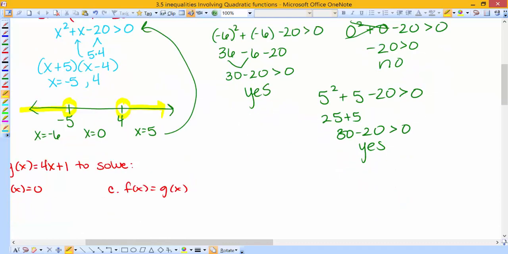So to write my answer, x, because the arrow is pointing to the left, it's less than negative 5. And then because this arrow is pointing to the right, it's greater than 4. So make sure you are using the numbers that your points are on, not the numbers that you plugged in.